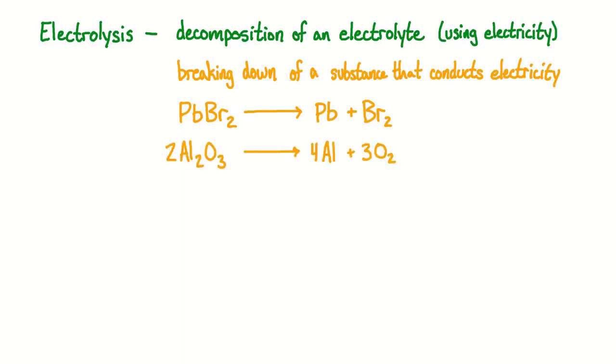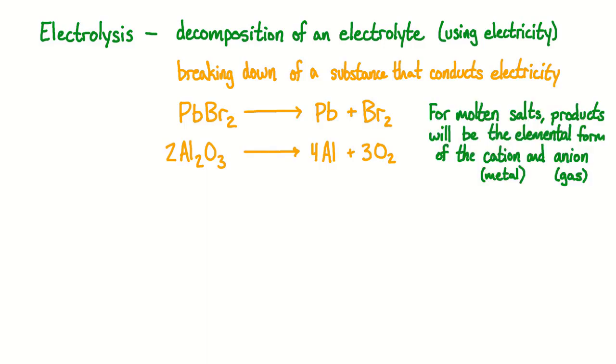If we had instead electrolyzed aluminum oxide, the products would be aluminum and oxygen gas. We can extend this pattern and say that for the electrolysis of molten salts, the products will be the elemental form of the cation and the anion. The cation will tend to form a metal, and the anion will tend to form a gas.